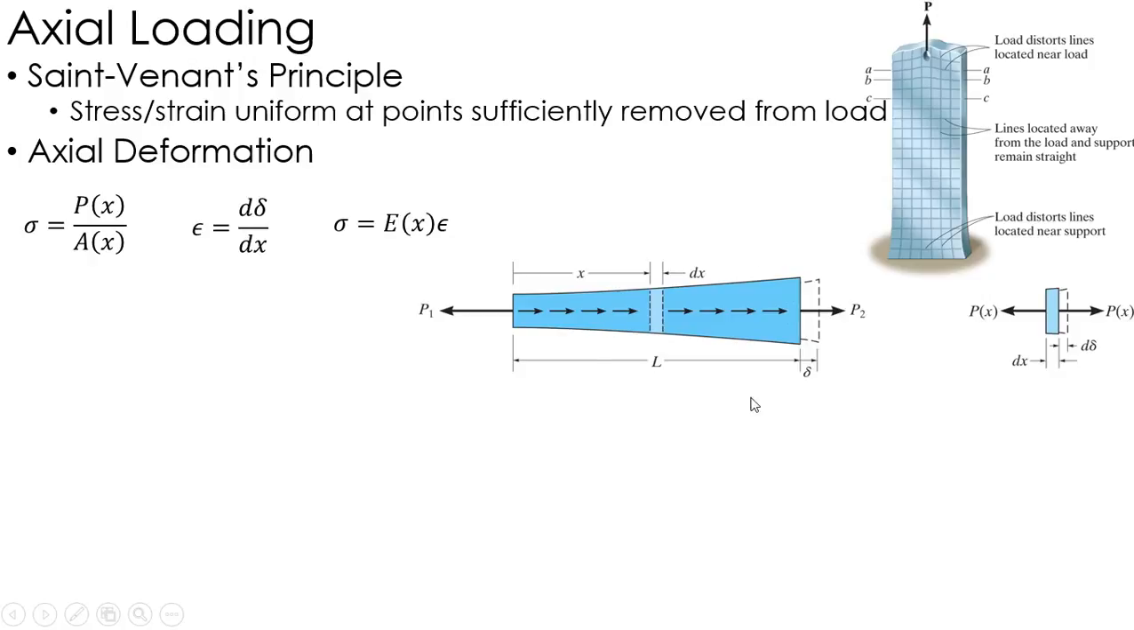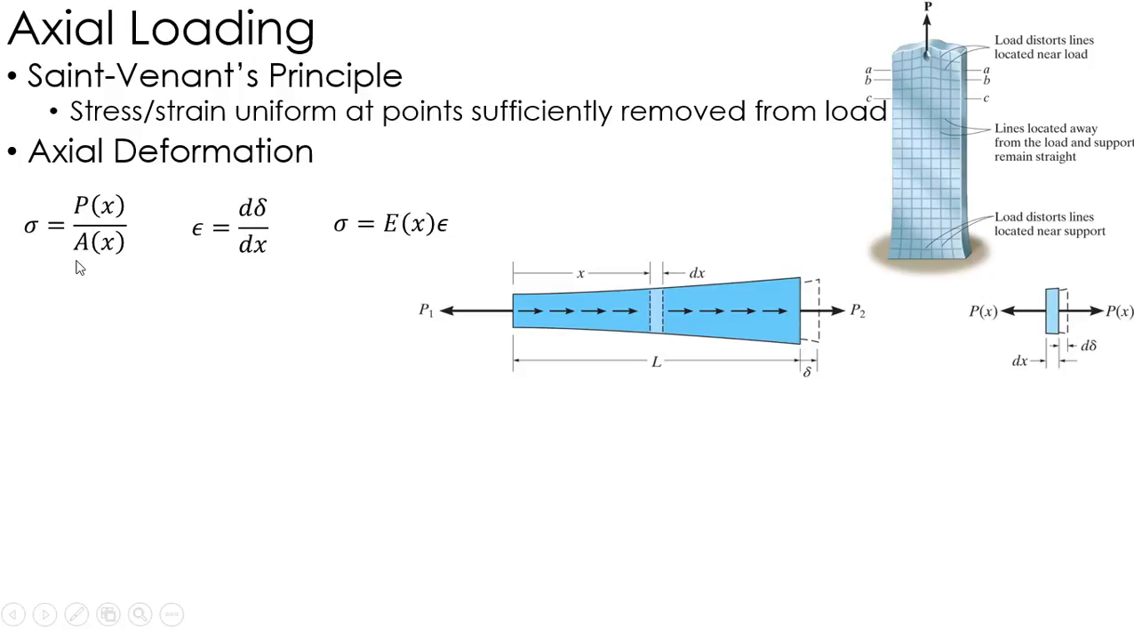It has a length. I'm going to look at one little section of it right here, at some arbitrary distance x from the left side, with a thickness of dx. That little member is right over here, and at that point I have a force specific to the x component, because the load changes as I move in the x direction. So I have some P as a function of x. That force causes a change in length of d delta, an infinitesimal change in length.